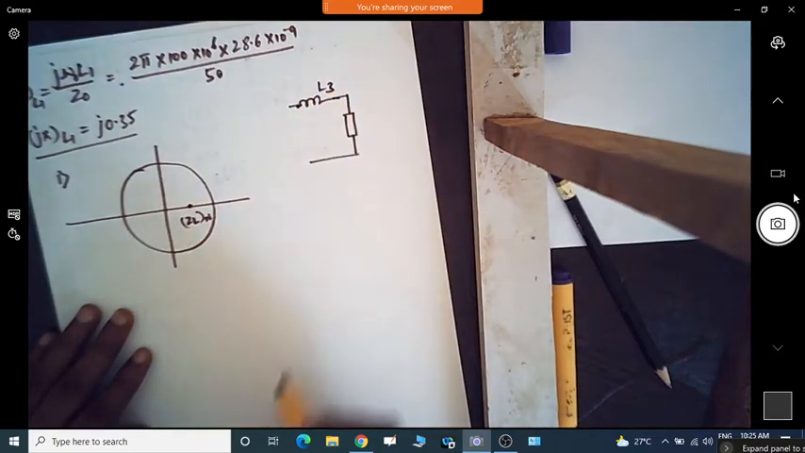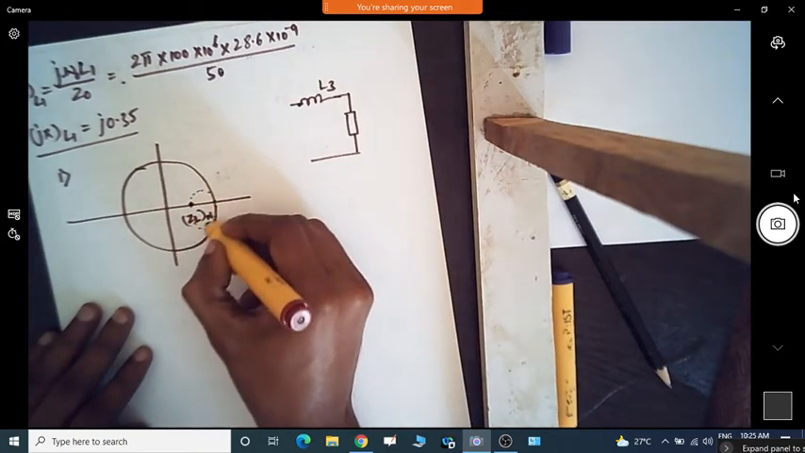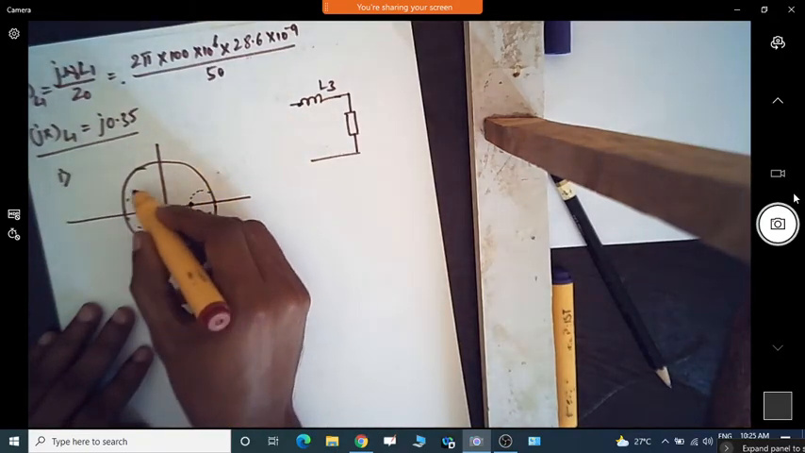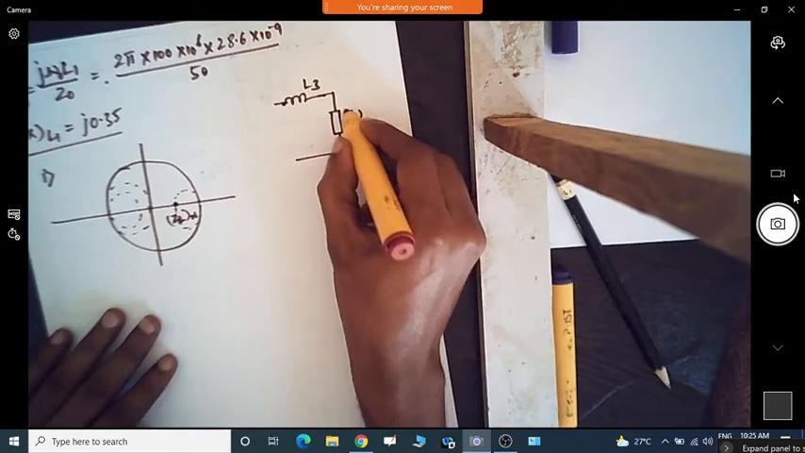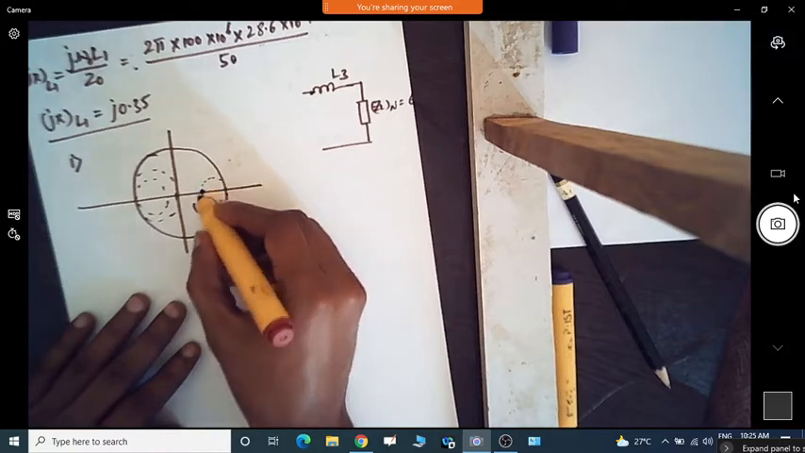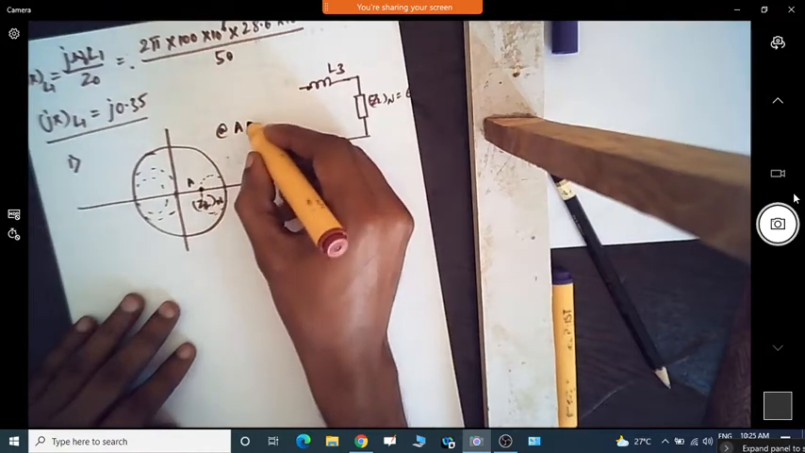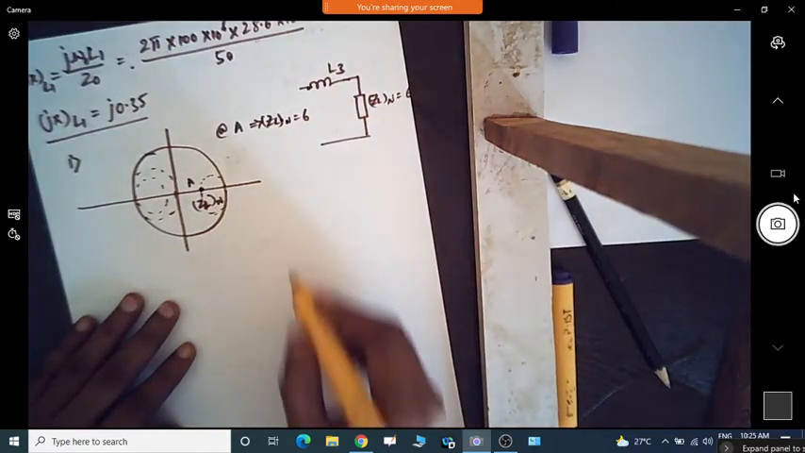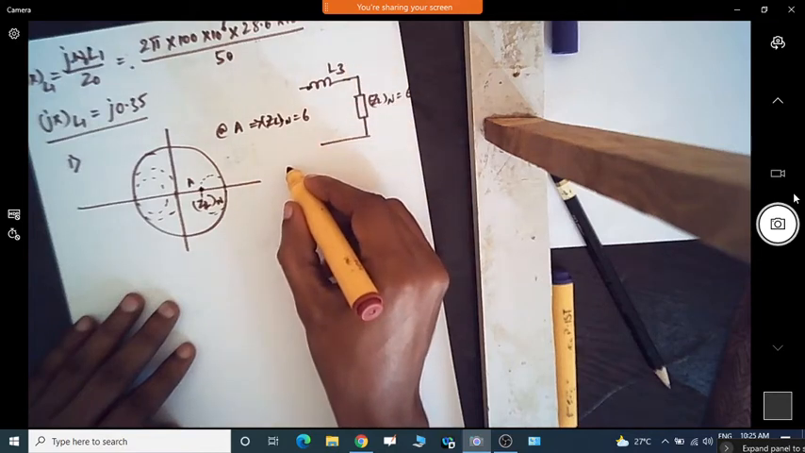As we have discussed, this is the resistance circle, and somewhere here the conductance circles are there. Now on the resistance circle we have ZL normalized value equal to 6. Let us assume it is at point A. At point A we have the ZL normalized value, which is 6. Now we need to add the reactance of L3.